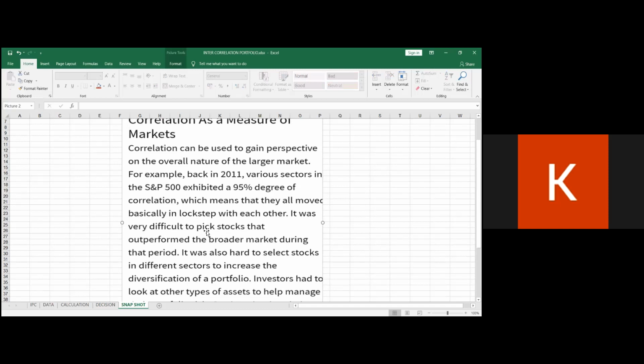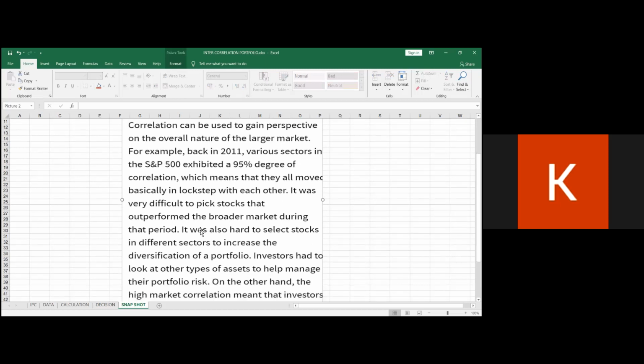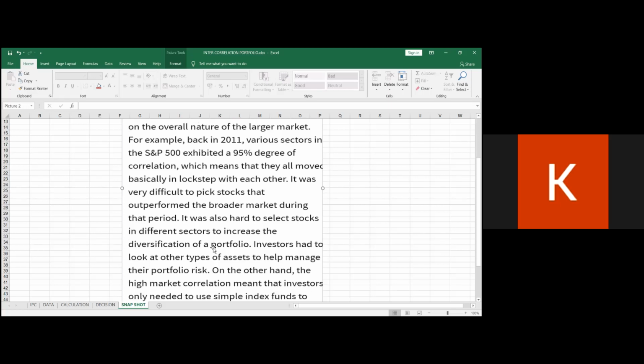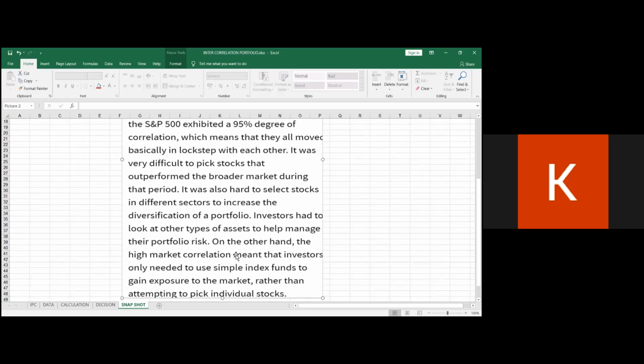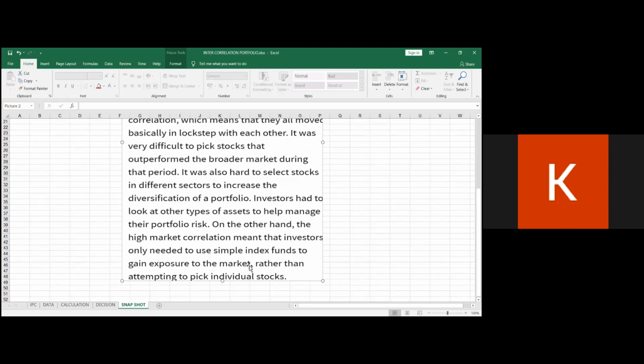It was very difficult to pick stocks that outperformed the broader market during that period. It was also hard to select stocks in different sectors to increase the diversification of a portfolio. Investors had to look at other types of assets to help manage their portfolio risk. On the other hand, the high market correlation meant that investors only needed to use simple index funds to gain exposure to the market rather than attempting to pick individual stocks.